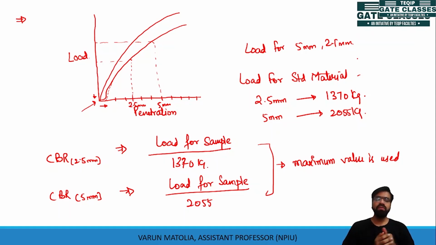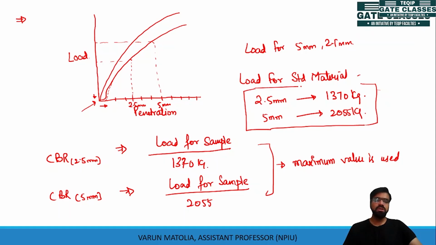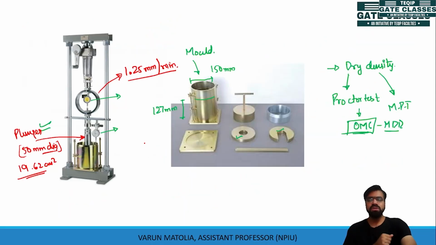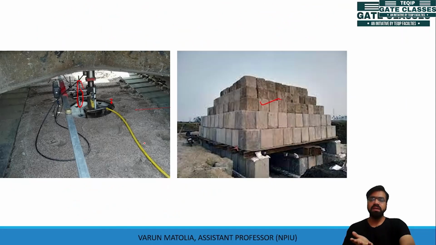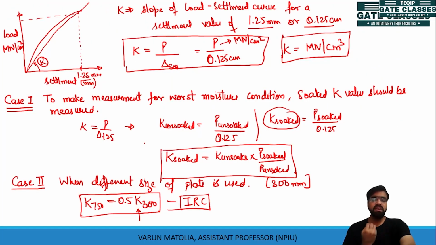Then CBR, the ratio, is calculated for 2.5 mm settlement and 5 mm settlement by comparing with the standard material. For 2.5 mm settlement, the load for standard material is 1370 kilogram, and for 5 mm settlement, the load taken by the standard material is 2055 kilogram. So these values are used and CBR value is calculated. Now, how we use this CBR value, or the value calculated in the plate load test or modulus of subgrade reaction in design of pavement, we will see in pavement design only.